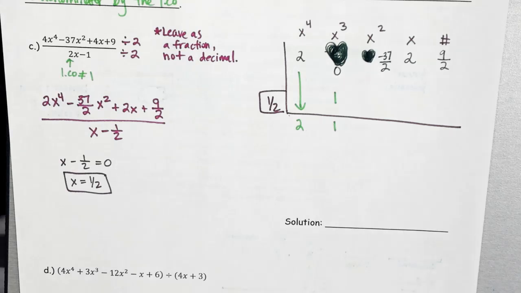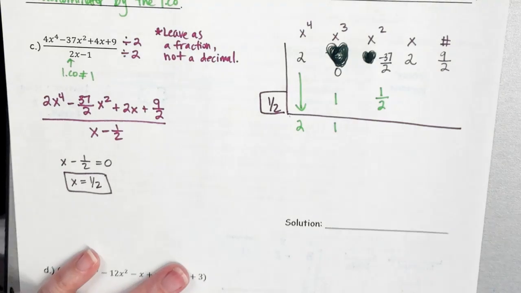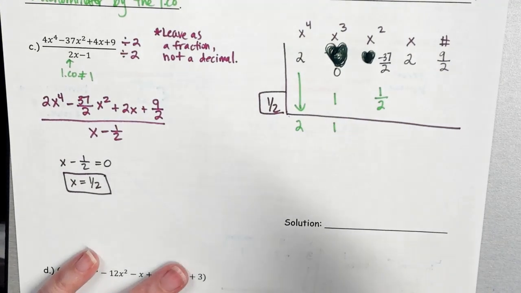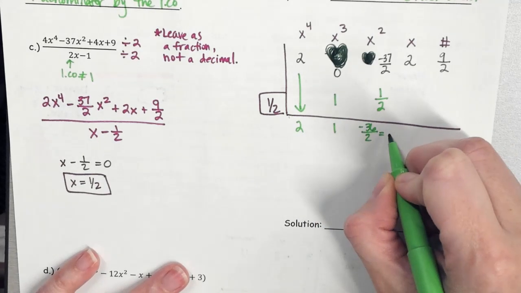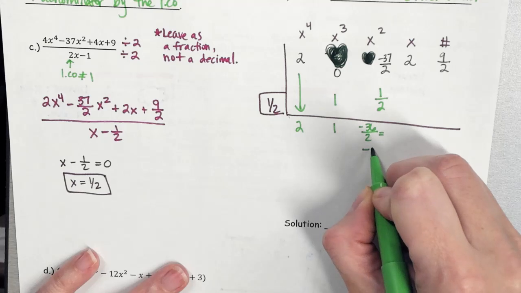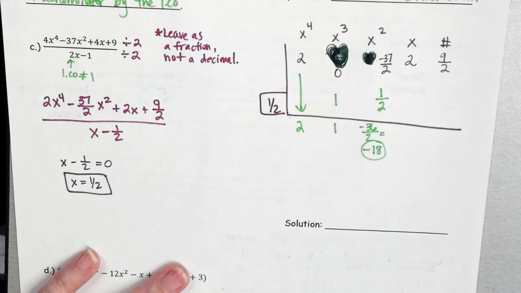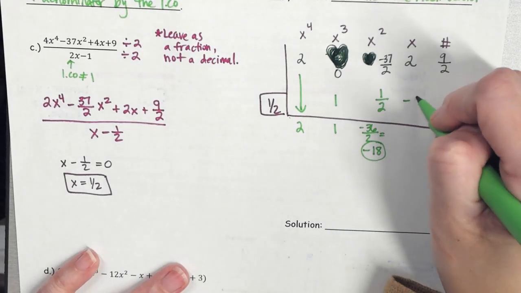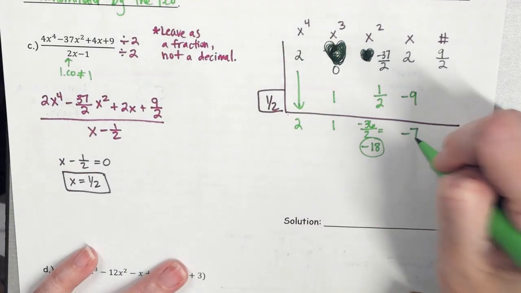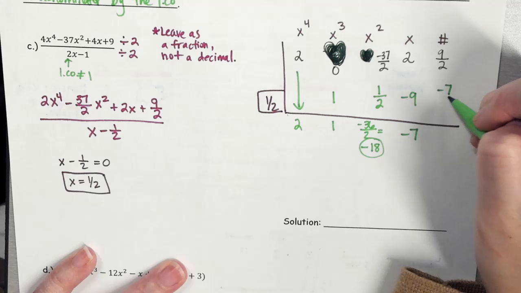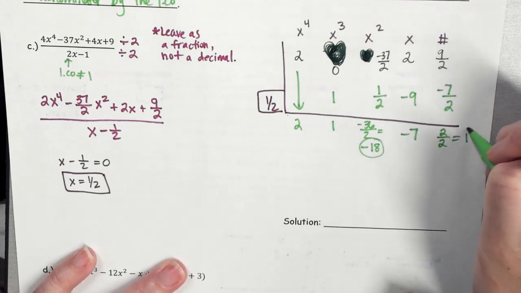Okay, half of 1 is 1/2, and then see how these are already, you have a common denominator? So this would be negative 36 over 2, and what does that reduce to? Negative 18, yep. So now we're doing negative 18 times a half. Negative 9. Add straight down. Negative 7. And then again, you already have your common denominator here, so 2 over 2 reduces to 1.